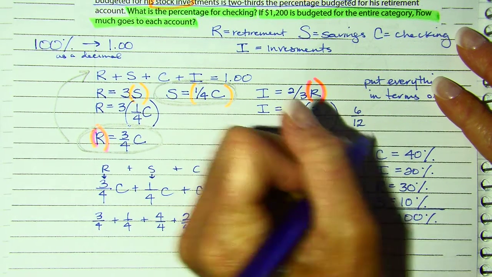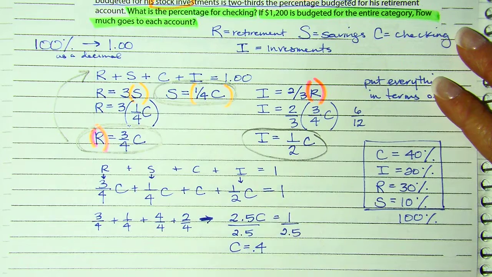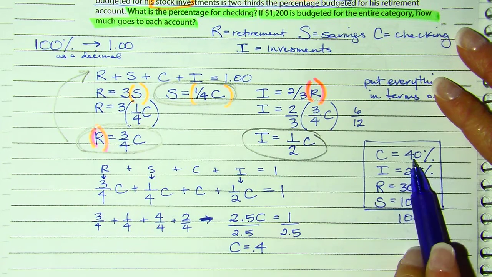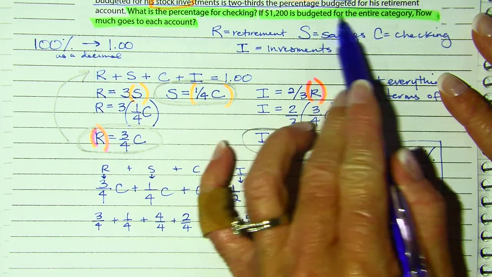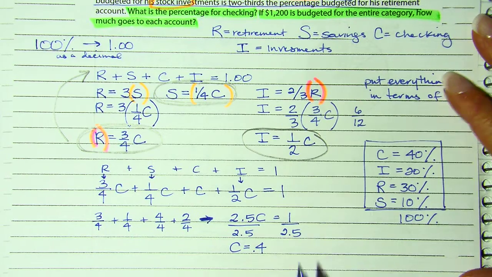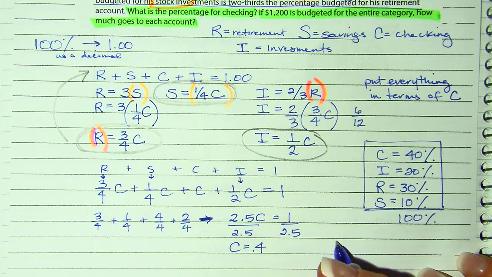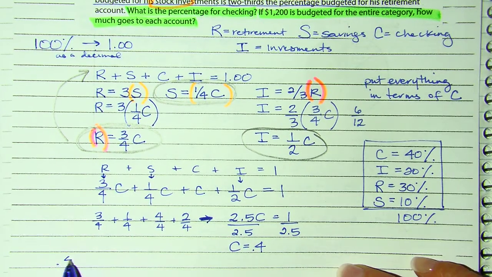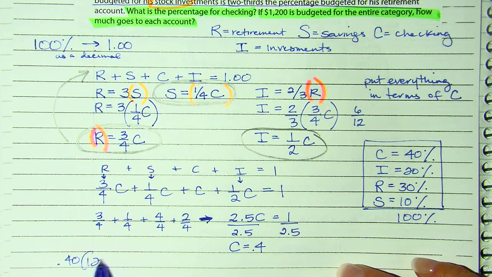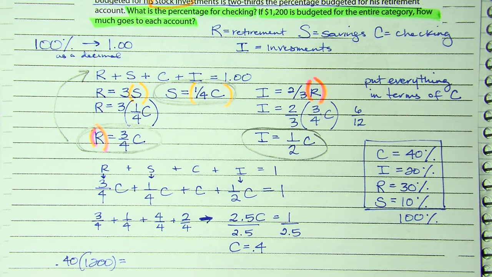So there is the first. Now there's the percentage for checking and everybody else. Now if $1,200 is budgeted, how much goes into each account? So 40% of 1,200 should be $480.